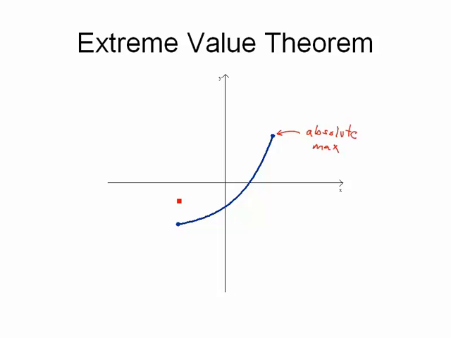There's also an absolute min because there's a point here that's lower than any other. But again, there's no relative max or min because there are no critical points along this graph.